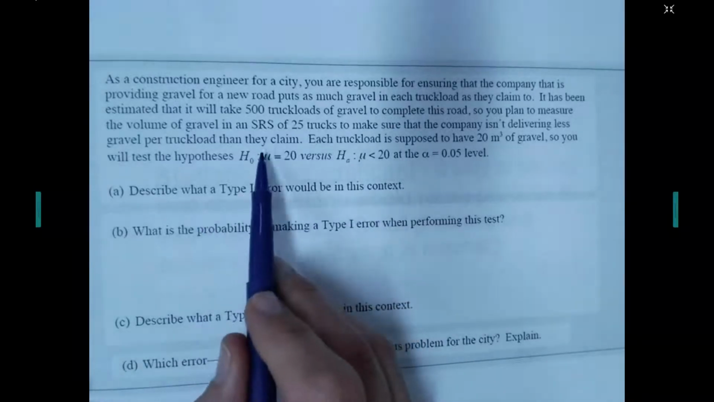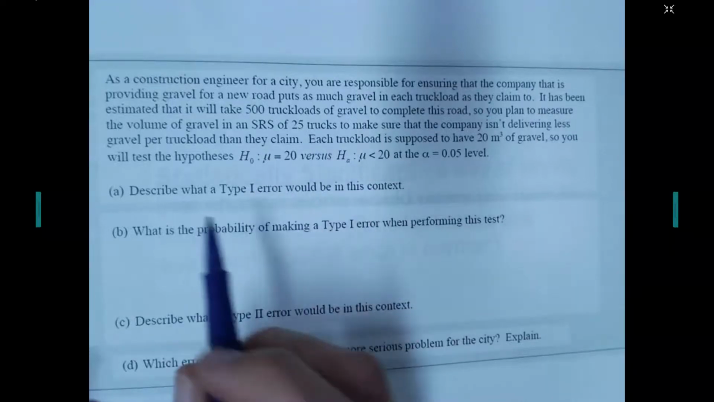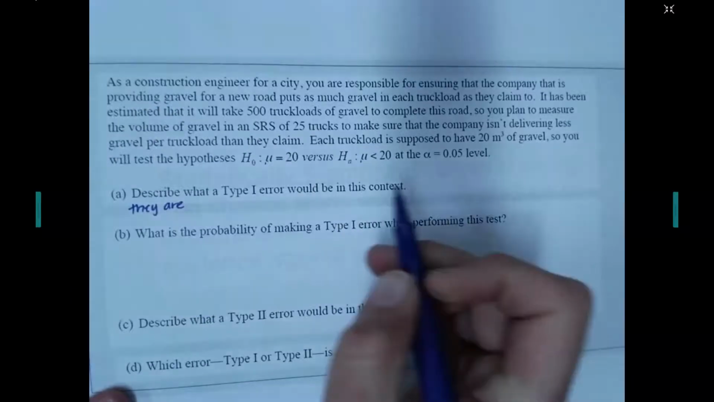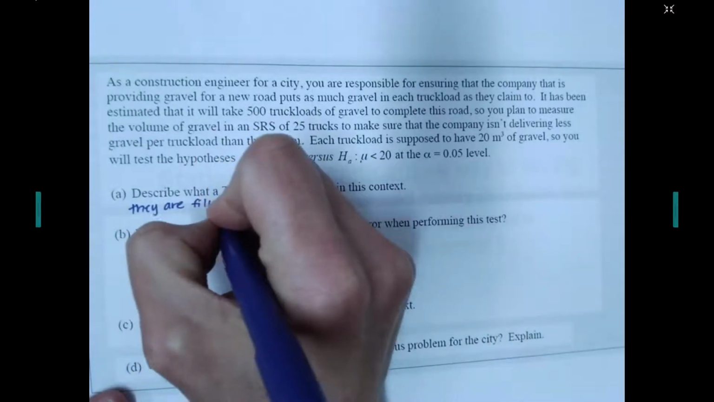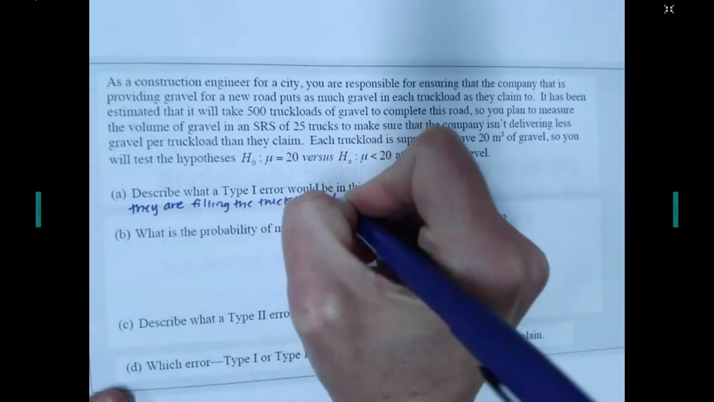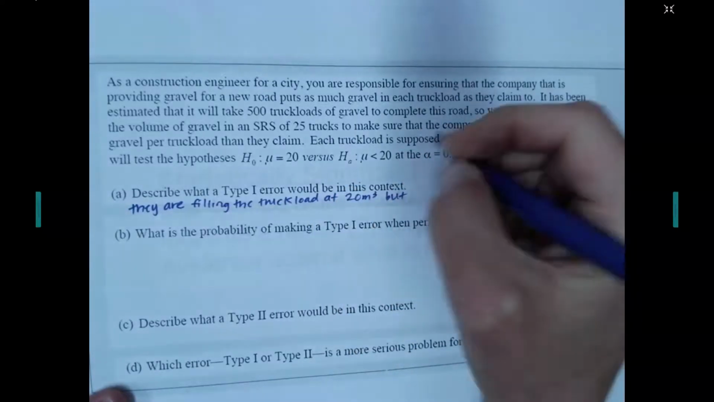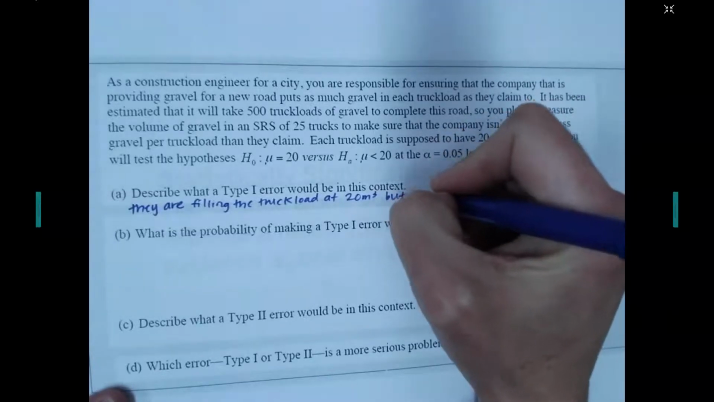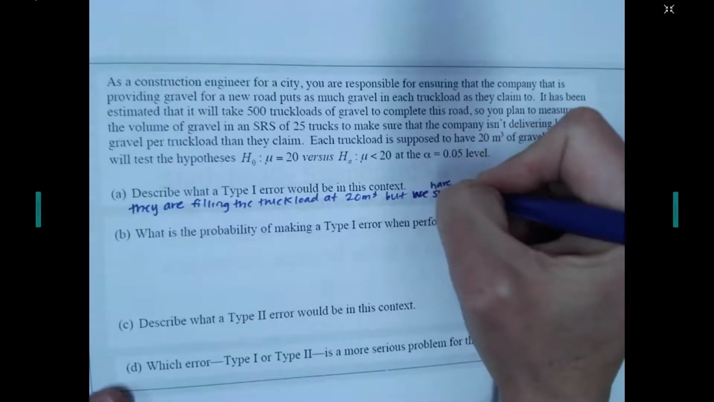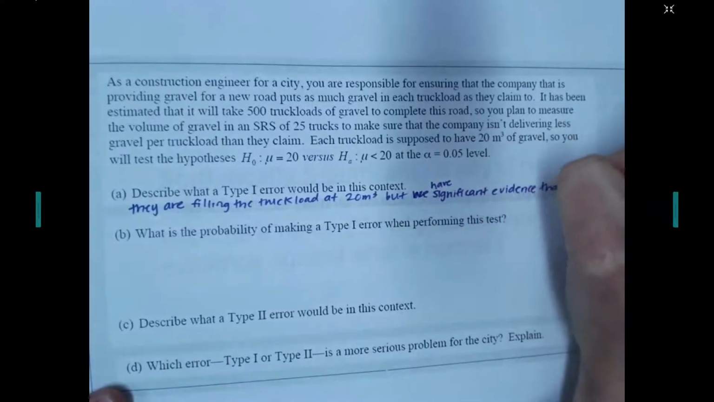Okay, remember type 1 is when the first one is true, but we reject it in favor of the alternative, right? So a type 1 error would be they are filling the truckload up to 20 cubic meters, but our test shows they're not. Our test shows they're filling less. But we have significant evidence that they are underfilling.